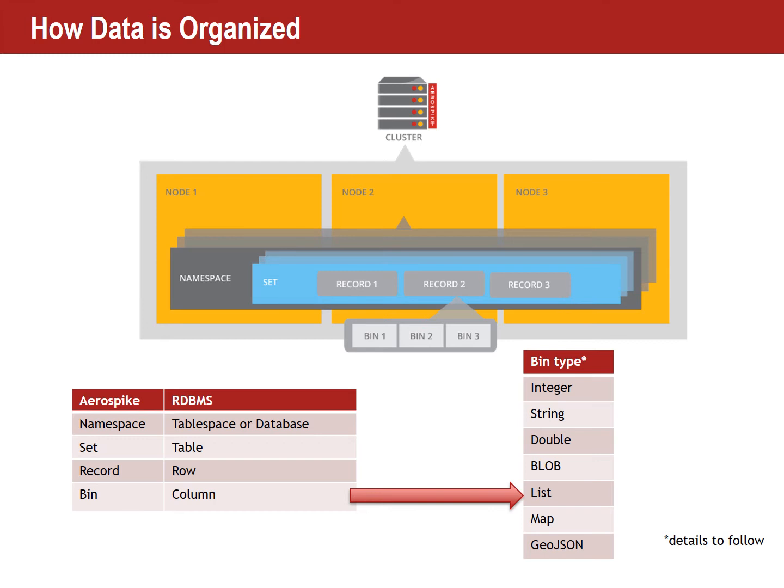It's not a storage or a schema definition. So sets have nothing to do with defining storage or the schema. Schema is defined at the record level and storage definition is at the namespace level. So think of sets only as a metadata. Records may contain one or more bins, and bins can have the following type: integer, string, double, binary large objects, lists, maps, or GeoJSON.